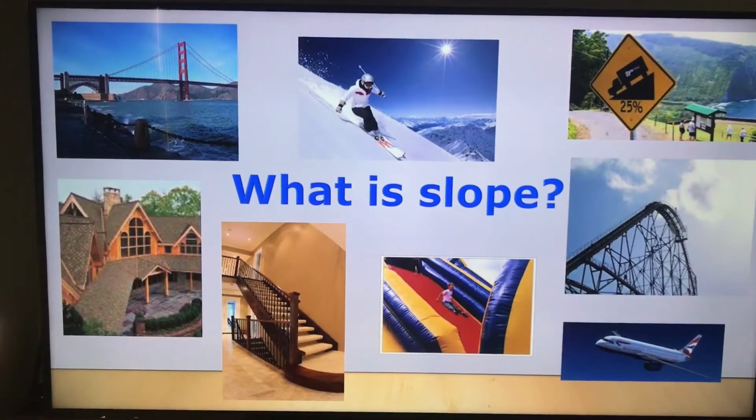The picture you see at the top right that has the 25%, that's very important. If you're driving a truck and you are on a road that has a steep slope, it's important to understand that. The biggest place that slope comes in, and people don't even realize it, is in constructing of a home. Sometimes, and I'm sure some of you have seen it, there's staircases. Some staircases are steeper than others. They built in a steeper slope.